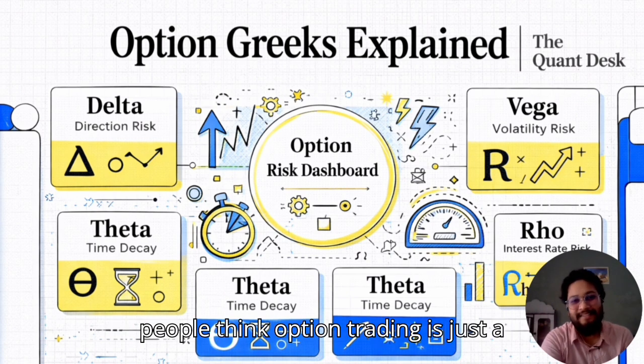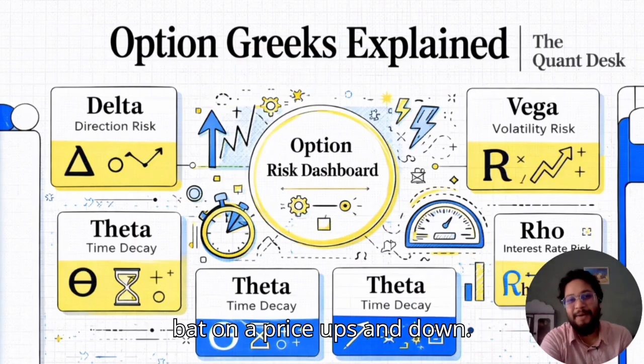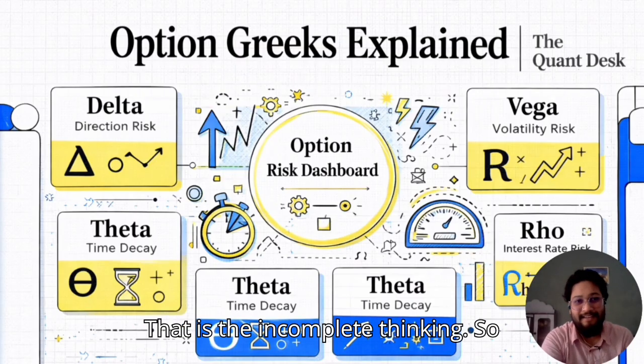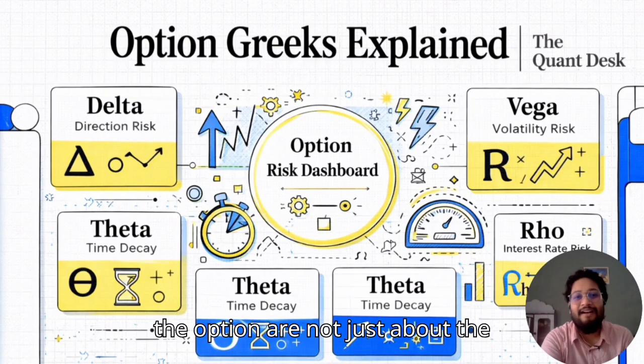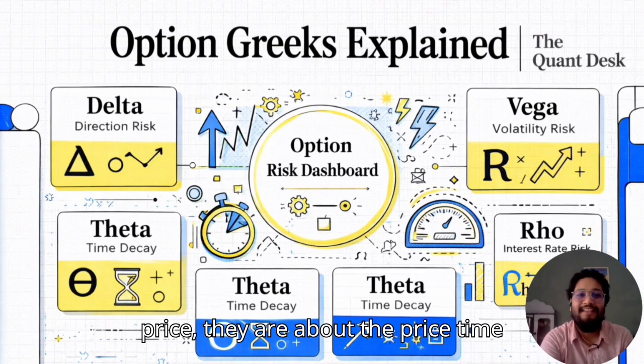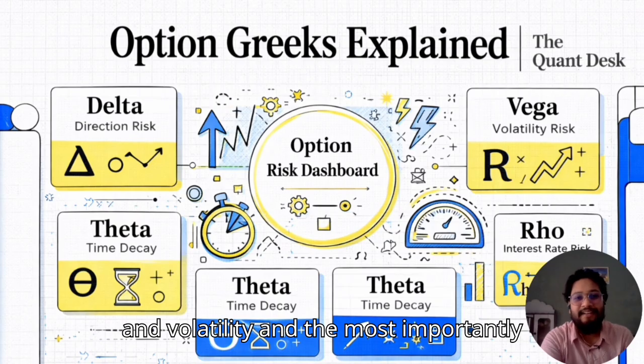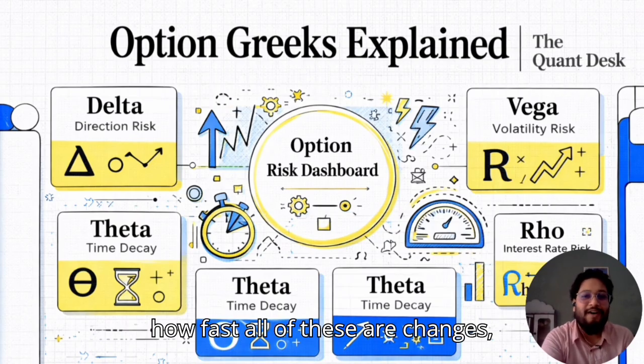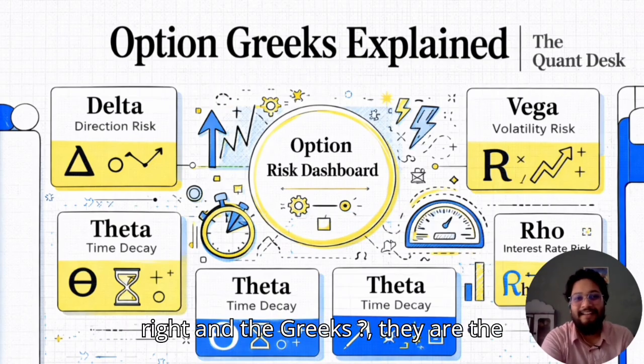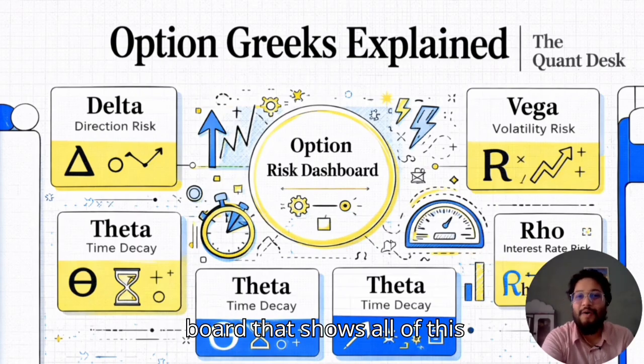Most people think option trading is just a bet on price going up and down. That is incomplete thinking. Options are not just about price; they are about price, time, and volatility, and most importantly, how fast all of these change, right? And the Greeks are the dashboard that shows all of this in real time.